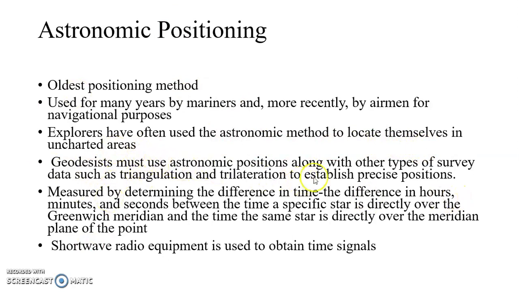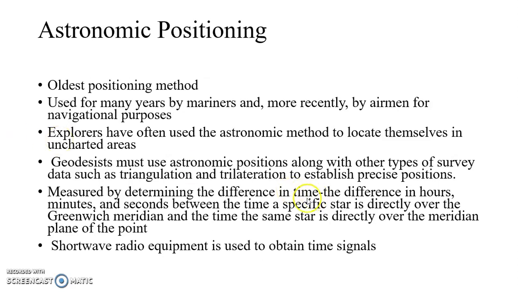Geodesists must use astronomic positioning along with the other types of survey data such as triangulation and trilateration to establish precise positioning. Now there can be multiple methods of collecting astronomical data. What is astronomical data? Basically you fix a celestial object. So your reference will be with respect to, let's say, a star or a satellite, something like that. Okay. Now it can be a natural satellite or it can be a man-made satellite.